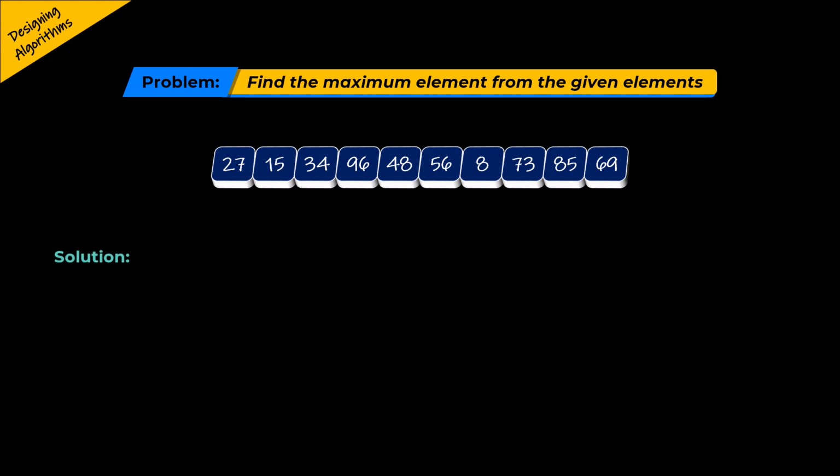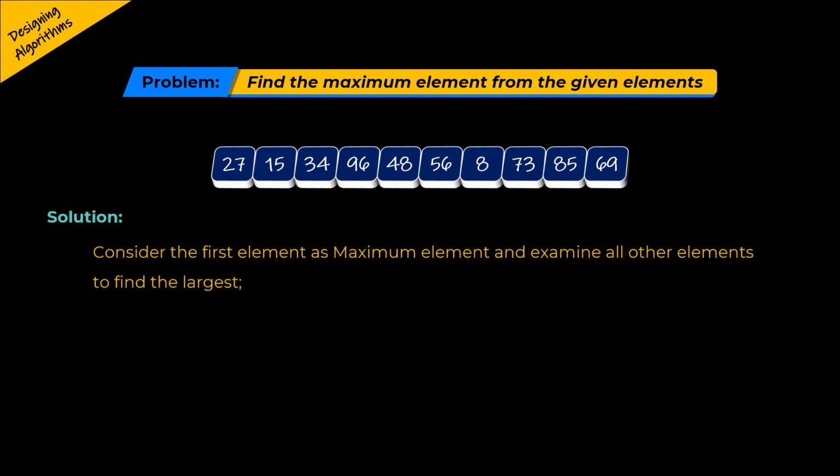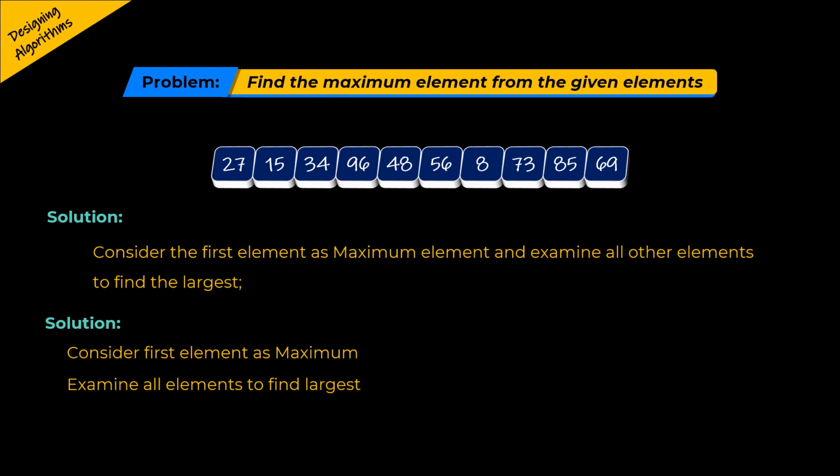So let us split up or break up the solution into basic steps. The first step is to consider the first element as the maximum element. The next step is to examine all the elements, and while performing this, we will also compare the elements with the maximum element found so far. Then the last step is to return the maximum element.